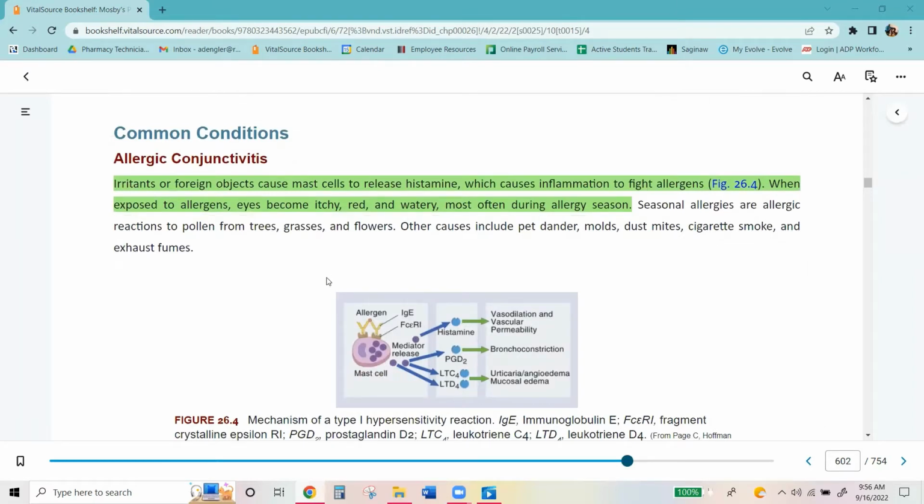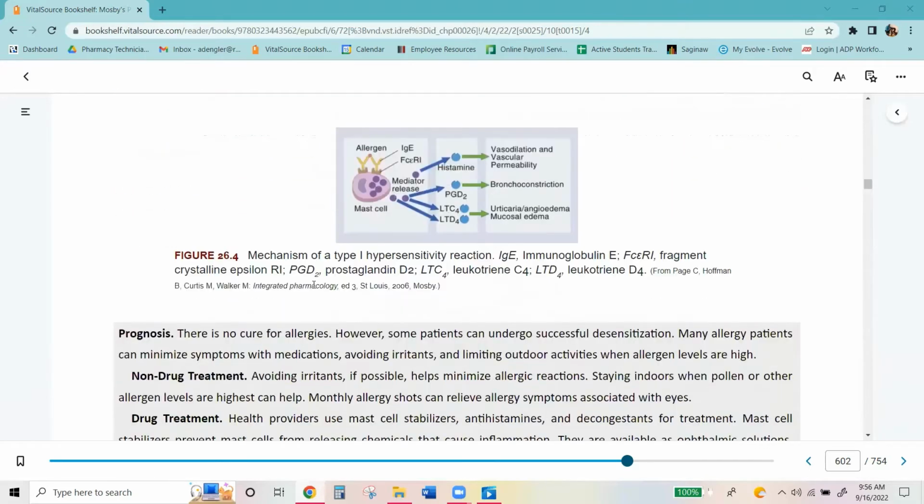Allergic conjunctivitis is a common condition. Irritants or foreign objects can cause mast cells to release histamine, which causes inflammation to fight allergens. When exposed to allergens, eyes become itchy, red, and watery, most often during allergy season.